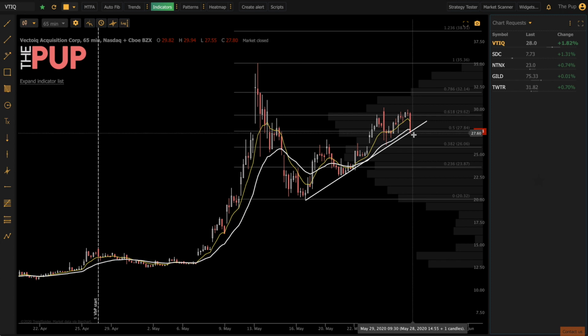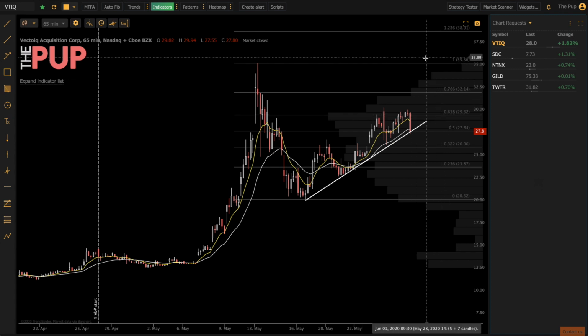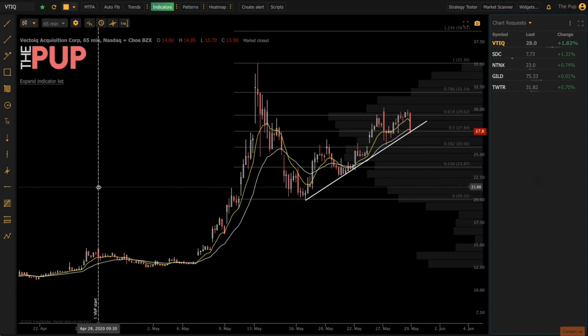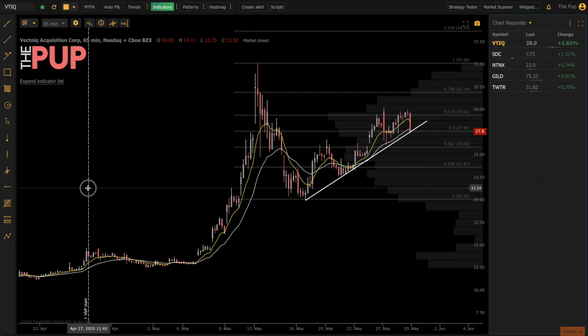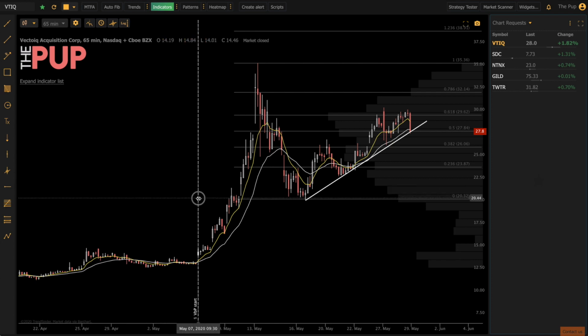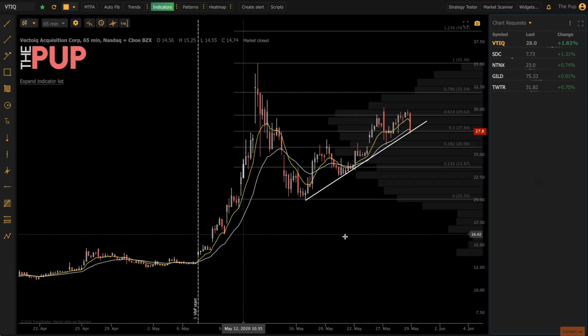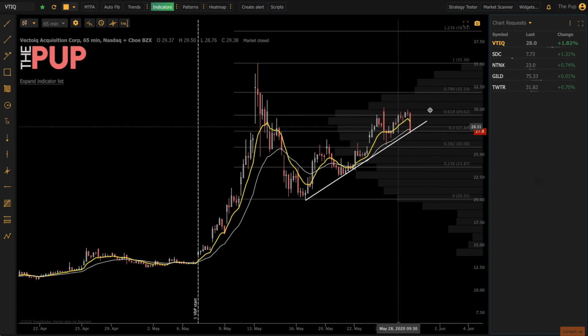If we break down, we could certainly retest this low down here at $20. If we hold and continue to move and go over the 618, I fully expect we could retest this $35 level up here as well. So yeah, I'm using this volume by price tool. Let's start it here with the breakout candle. And you can see we're pretty much right around our point of control for price.